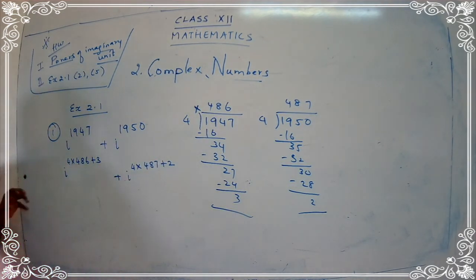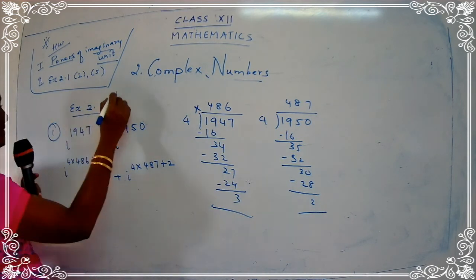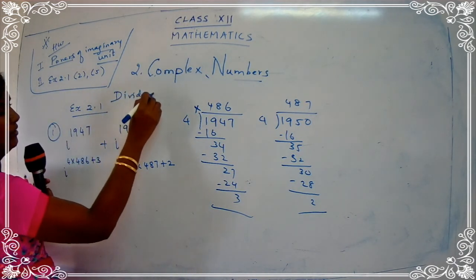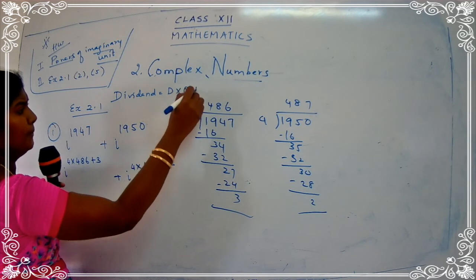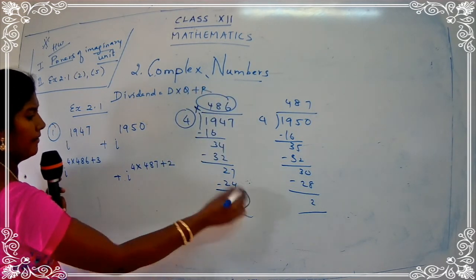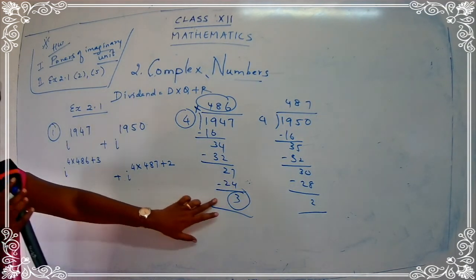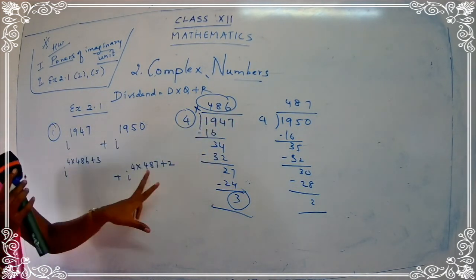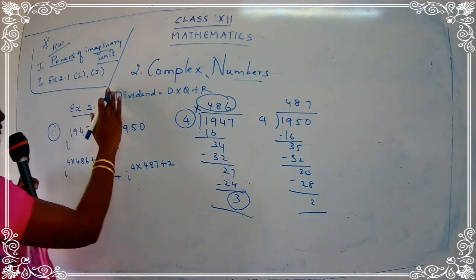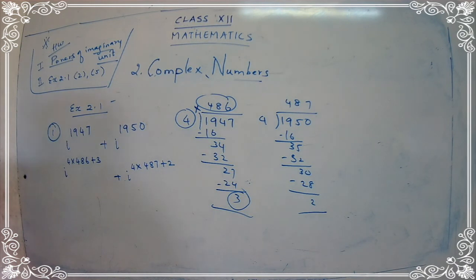I hope you are clear. We are writing the rule over here: dividend is equal to divisor into quotient plus remainder. You have to follow this rule. So 4 into 486 plus 3, and 4 into 487 plus 2. Okay, so we have just written the rule. Now a small manipulation. We have to just arrange it.